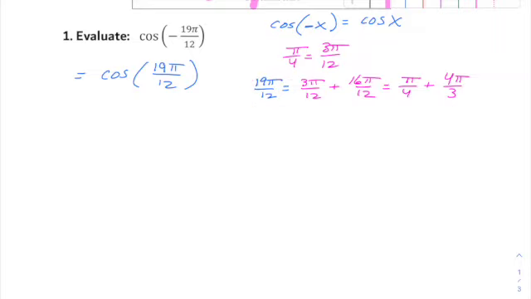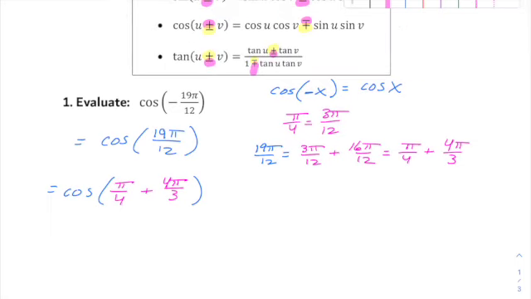So I'm going to break this 19 pi over 12. I'm going to try to write this out, the first example we're doing here. Just going to think of this 19 pi over 12 as pi over 4 plus 4 pi over 3 on the inside there. And now those are your u and v values in this formula. So I'm doing a cosine sum, which means when I break it up, I've got to use the difference here. So u is pi over 4 and v is 4 pi over 3.